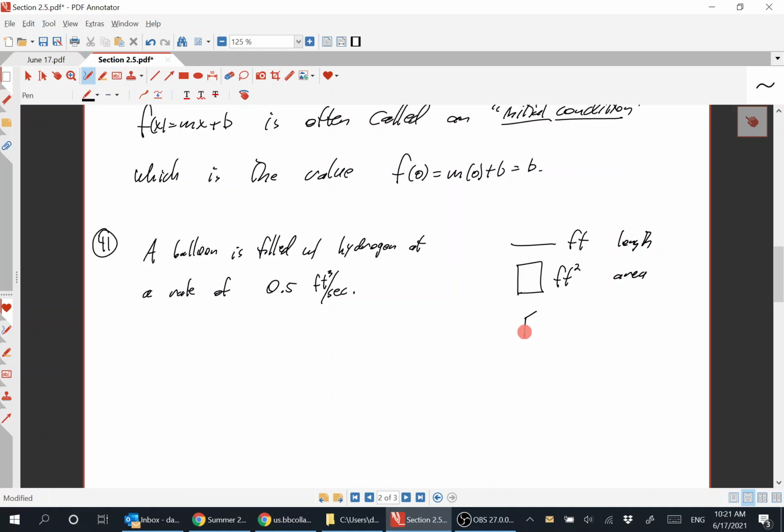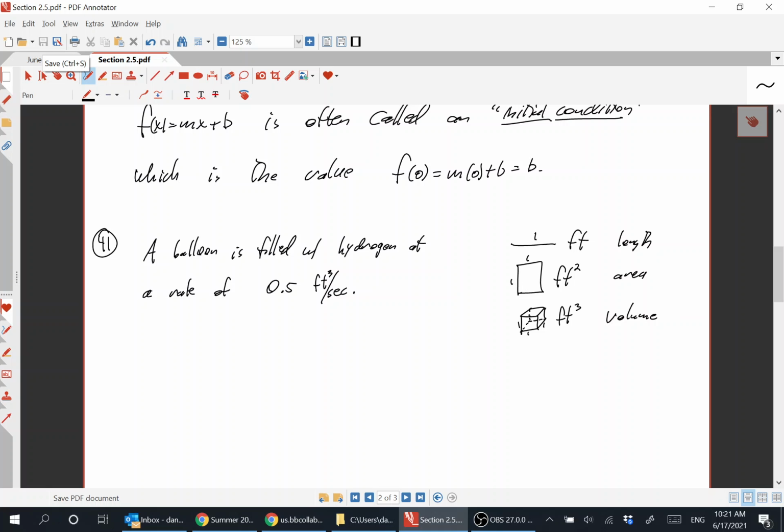And foot cubed, that's a measure of volume, right? So this is 1 foot long. This is 1 by 1 foot square, and this is 1 by 1 by 1 foot cubed. So of course, gas is measured in some kind of volume.